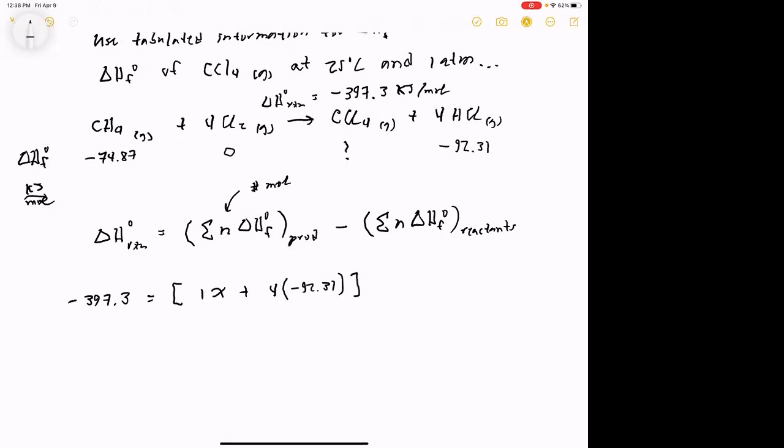So now let's go back and subtract from that all of the reactants. For the CH4, I've got 1 mole of it times minus 74.87. And then I've got added to that 4 moles of the chlorine times 0. I'll put that in there as well, just to be proper about it. Now we can recognize that this whole thing, without actually having to do any math, is just minus 74.87.